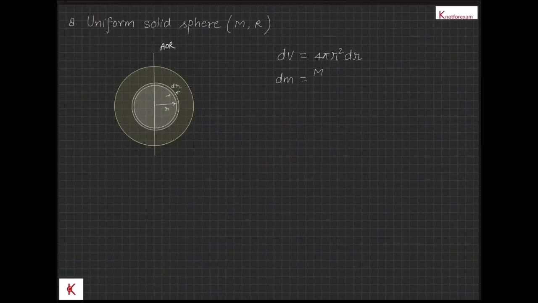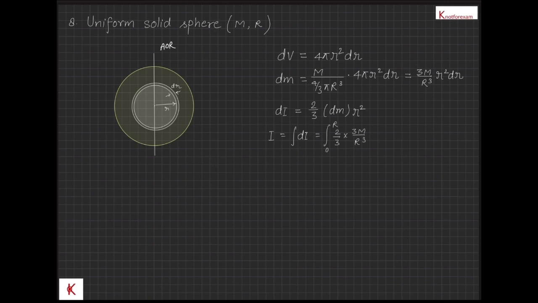Moment of inertia of a uniform solid sphere of mass m and radius r about one of its diameters. Take a differential part of the solid sphere as a hollow sphere of dr thickness and having radius r. Its volume will be dV, that is 4πr² dr, and by multiplying with density we get dm equal to m upon (4/3 πR³) into 4πr² dr, that will be 3m upon R³ into r² dr, and its contribution to the moment of inertia is dI, that is 2/3 dm r², and integrating dI with proper limits gives I equal to 2/5 mr².